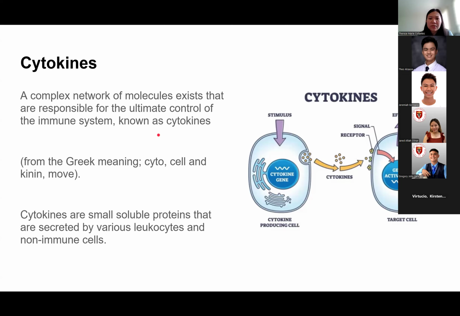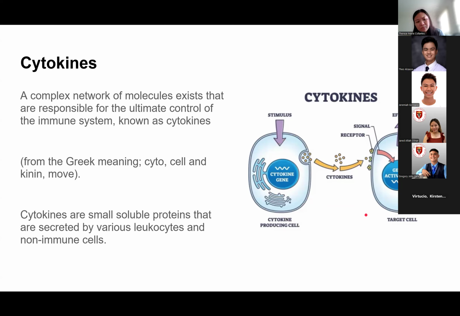So let's go back to what the definition is. Cytokines are a complex network of molecules responsible for the ultimate control of the immune system. The name itself comes from cyto, which means cell, and kinin, which means to move. So what it will do is move cells. It will send signals, and they will be received by a target cell, and in the target cell we will see an effect. This is very well summarized in this very simple diagram.